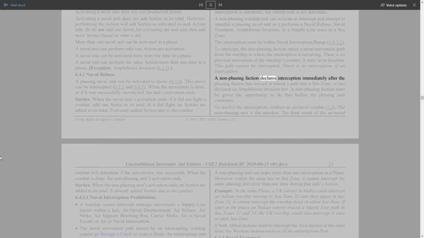A non-phasing faction declares interception immediately after the phasing faction has moved or traced a path into a sea zone, or has declared an amphibious invasion hex. A non-phasing faction must be given the opportunity to do this before the phasing unit continues. To resolve the interception, conduct an air-naval combat of 5.2. The non-phasing unit is the attacker.